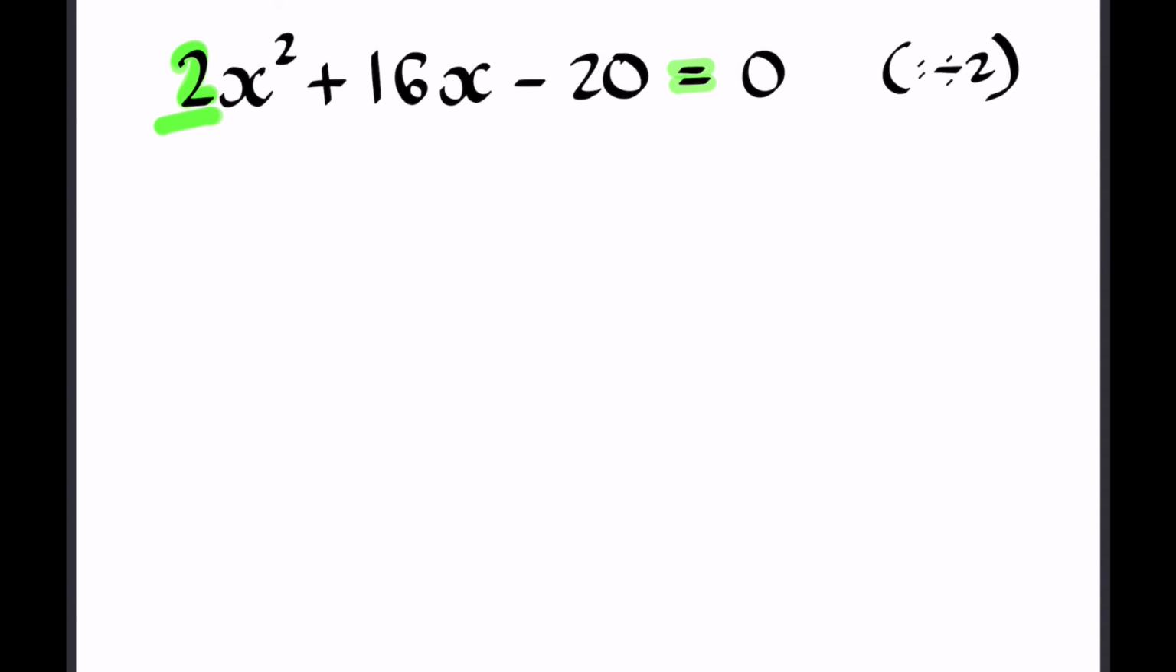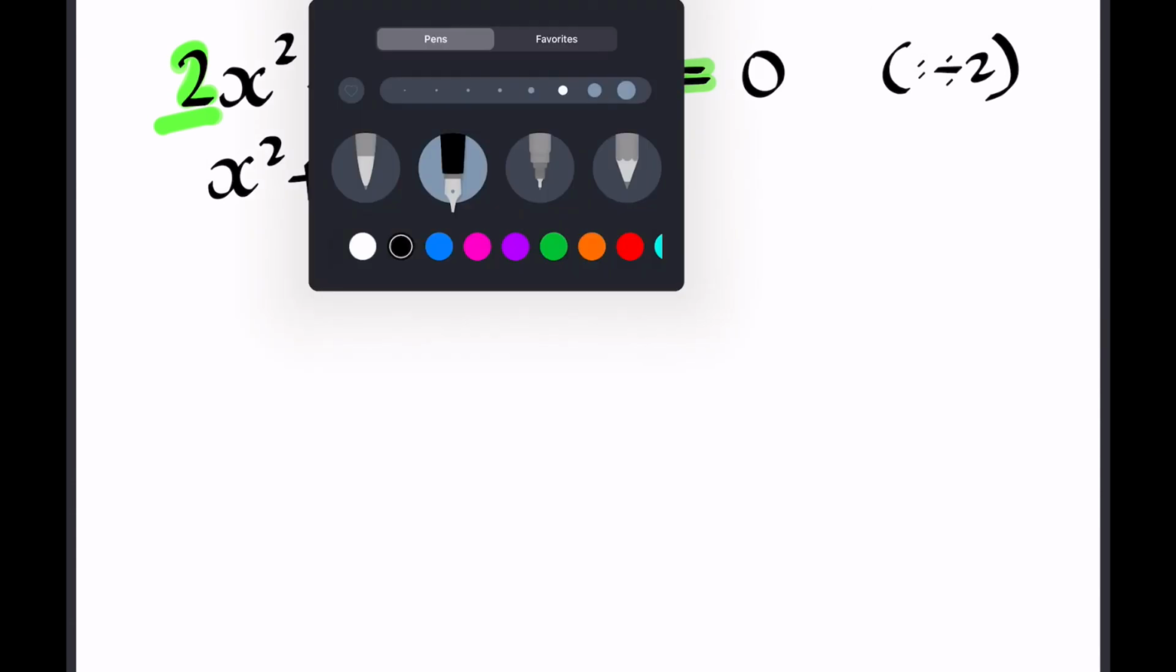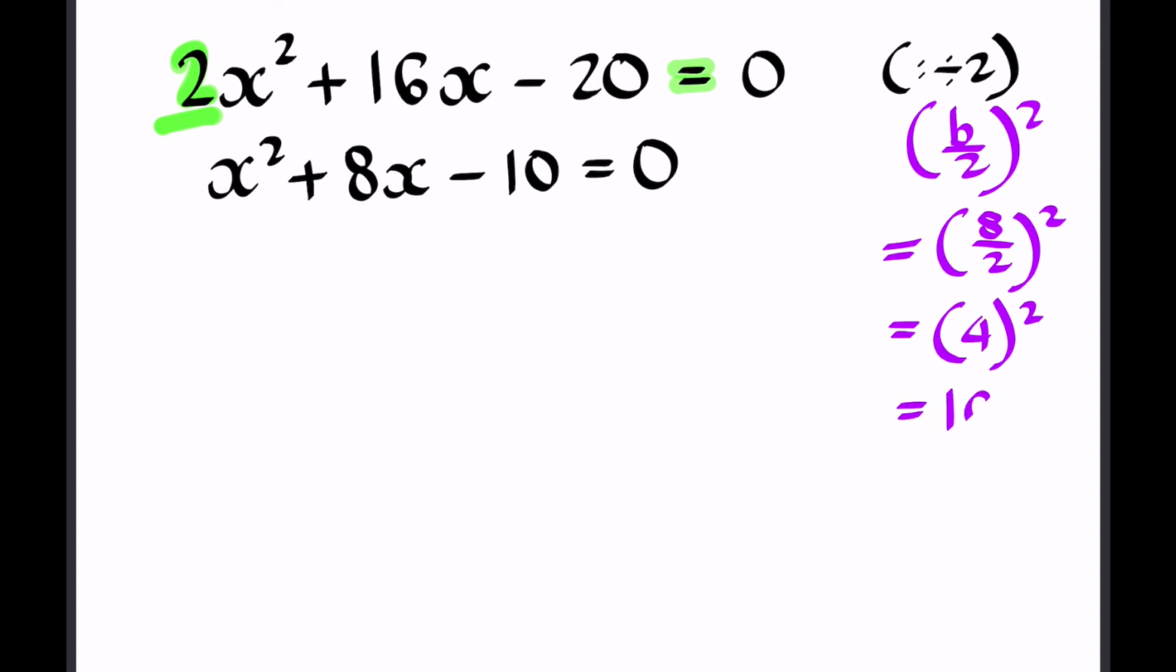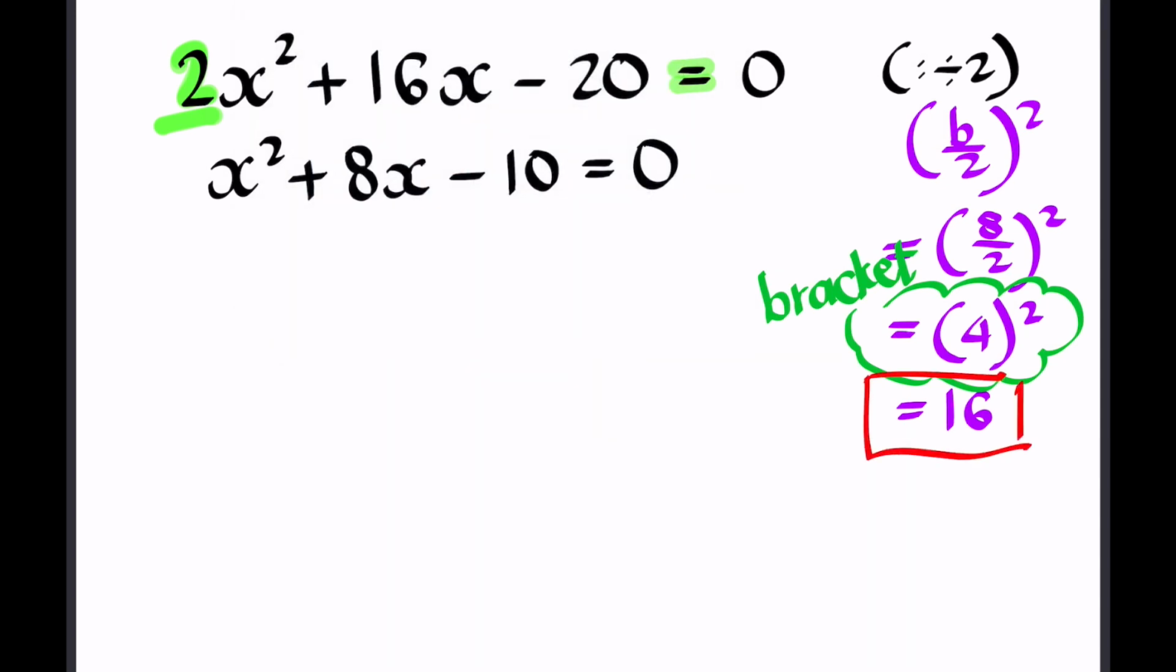2x squared divided by 2 is x squared. 16x divided by 2 is positive 8x, minus 10 is equal to 0. All right, I got rid of A. Next step is my B side note. So B over 2 all squared. So B is 8. 8 divided by 2 is 4, and 4 squared is 16. So now I have the 4, which is going to be my brackets, and I have the 16, and I'm working with an equation, so I'm adding to both sides.